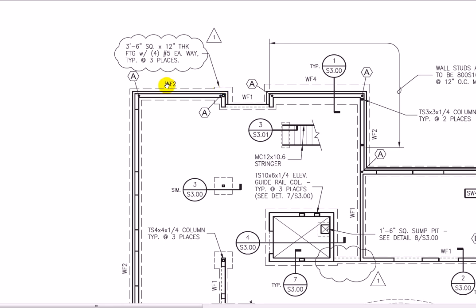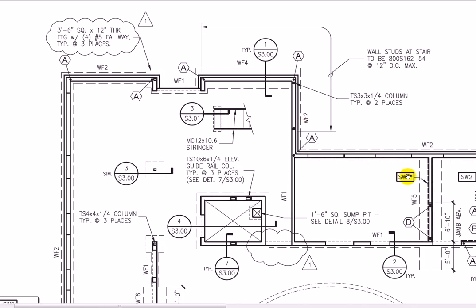What else do I see here? I see WF2. Well, WF I'm thinking maybe is wall footing number 2. And whenever we see a tag like this, usually it indicates that the information is found in a schedule somewhere. So I'll have to go to a schedule to find out what WF2 means.